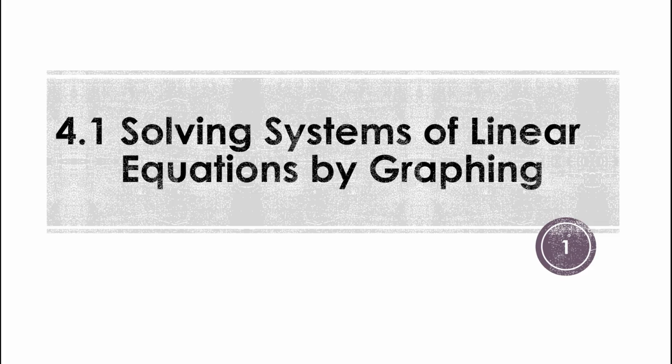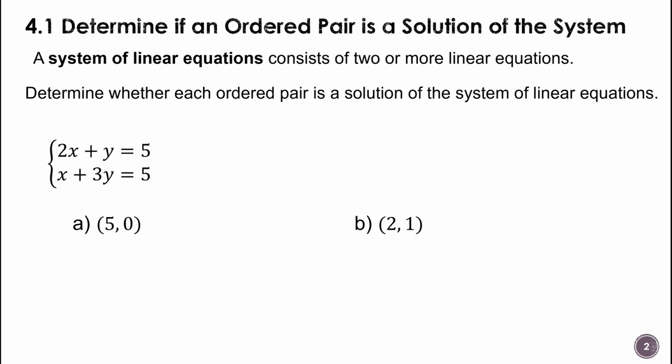Hi everyone, we're now on chapter 4, which is about systems of equations, and we're going to be solving them by different methods. This method is by graphing, so that means that we have to do a bunch of graphing in this section. But first, we're going to decide if some ordered pairs are solutions.